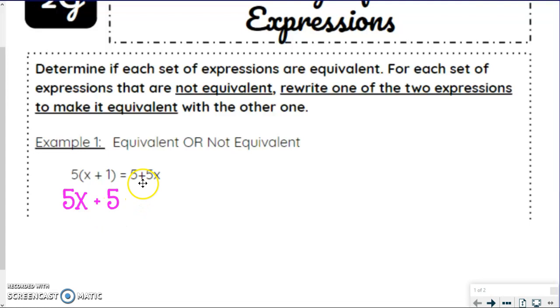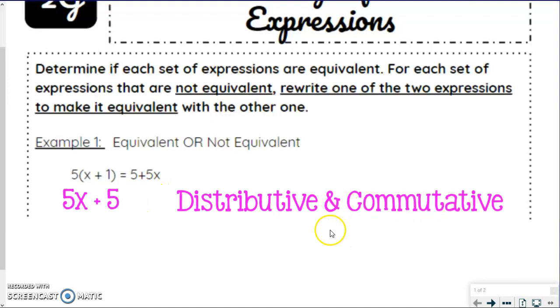When I look at that, I get 5 plus 5x over here, and that really is the same thing because of the distributive property and commutative property. We talked about that way back in level 1 briefly, so these are equivalent to one another. We do not need to rewrite anything, because these are equivalent to each other with the distributive property and commutative property. Go ahead and write those. I know it didn't ask you to explain, but it is good to understand why these are equivalent, so make sure you do that.